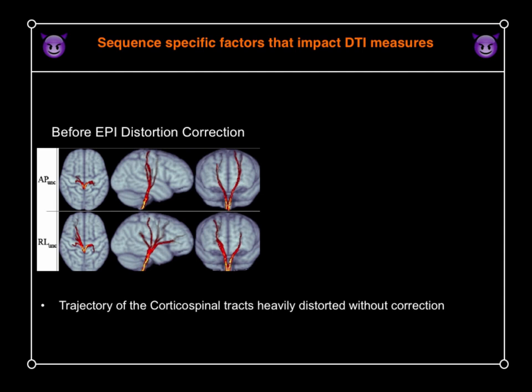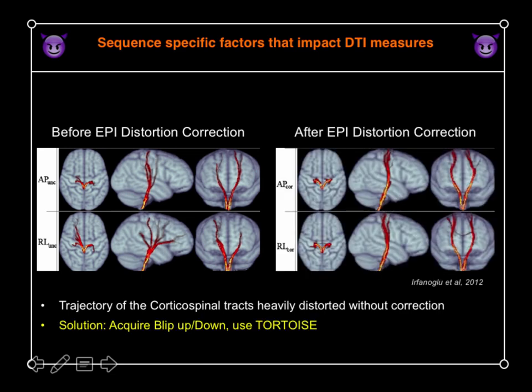So the impact of EPI distortion on tractography was demonstrated by Okan Irfanoglu, where he actually did acquire diffusion weighted images in the anterior-posterior phase encode direction as well as the right-left phase encode direction, and looked at the trajectory of the corticospinal tract. And this is the uncorrected case. You can see that the corticospinal tract is going all over the place over here. But once you correct it, you get a much more known trajectory of the corticospinal tract.